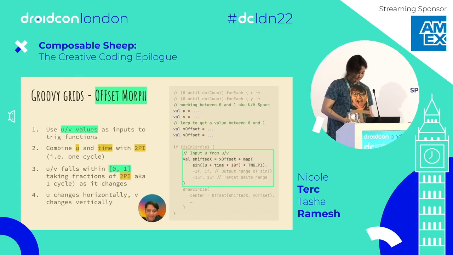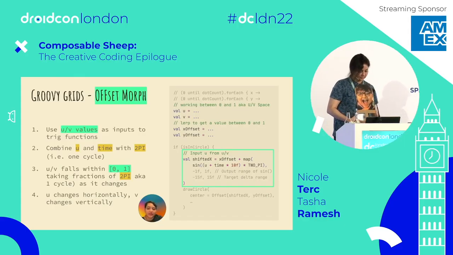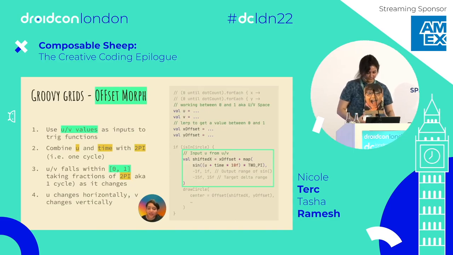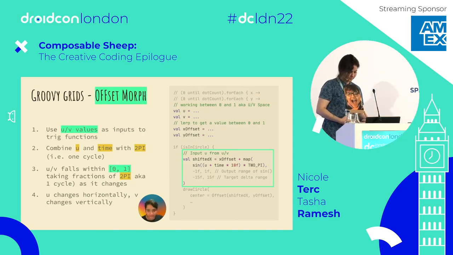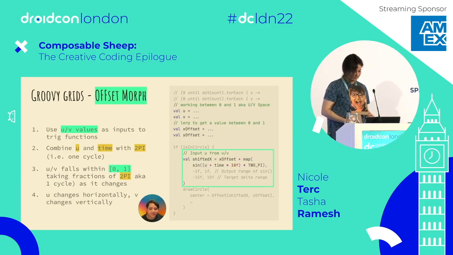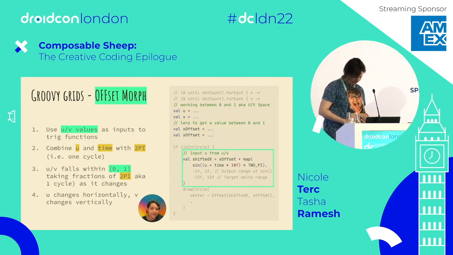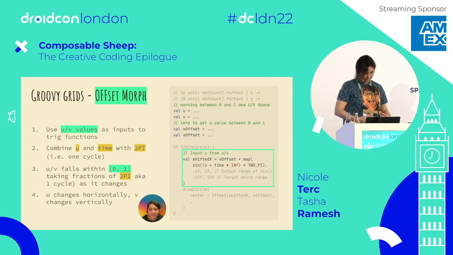First, we plug in the UV values from earlier into our trig functions. Then we combine those with the time that we're getting from the sketch composable and 2 pi. Since u ranges from 0 to 1, we're just going to be taking fractions of 2 pi with this equation, essentially. So you can use either u or v here depending on the output that you're looking for. U will change things horizontally and v will change things vertically.